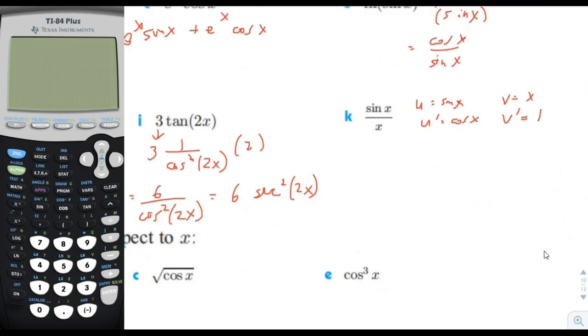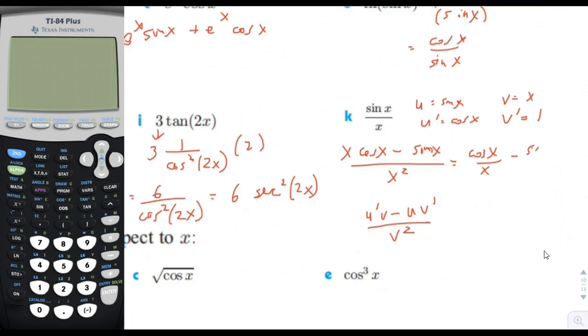So remember the quotient rule is u dashed v minus u v dashed divided by v squared, right? Now this is on your formula sheet. You don't need to memorize that. So u dashed is cosine of x times v, which is x, minus u, which is sine of x, times v dashed, which is 1, so you don't need to write anything, divided by v squared, which is x squared. So now we'll have cosine of x divided by x minus sine of x divided by x squared. Okay?